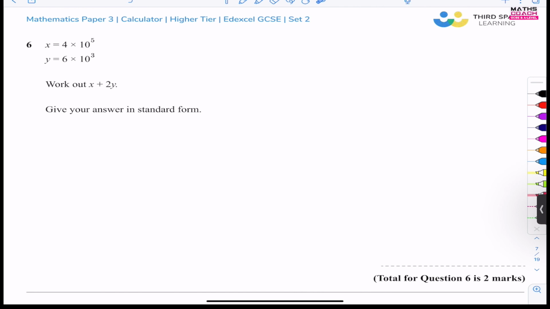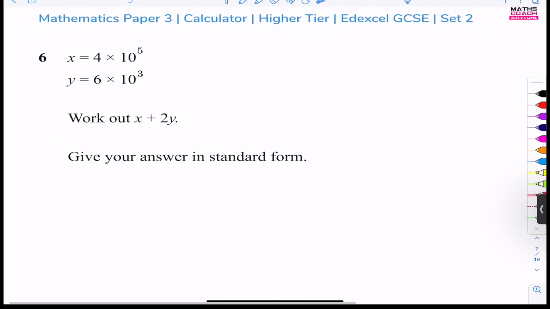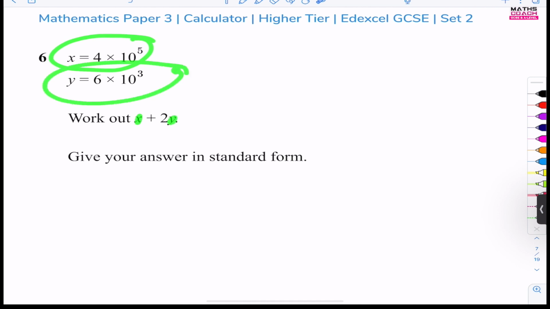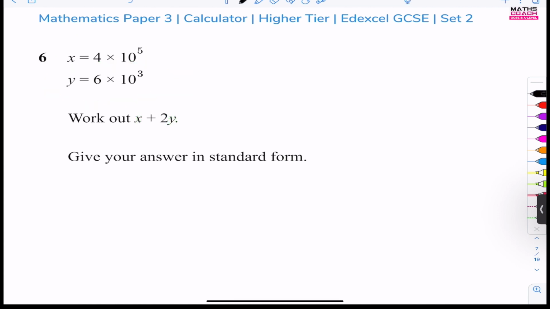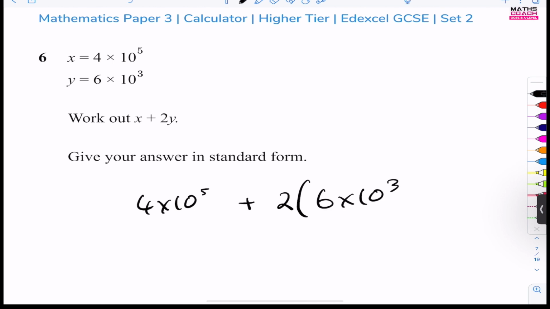So, first of all, let's try and figure out what it's asking us to do. X is equal to all of that. Y is equal to this. Let's put that into some sort of expression. So 4 times 10 to the power of 5 is x, plus 2 lots of y, which is 6 times 10 to the power of 3.